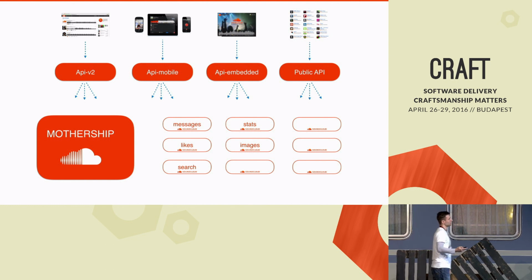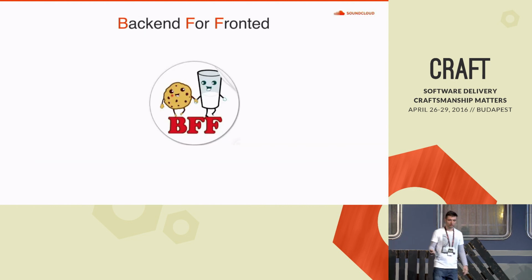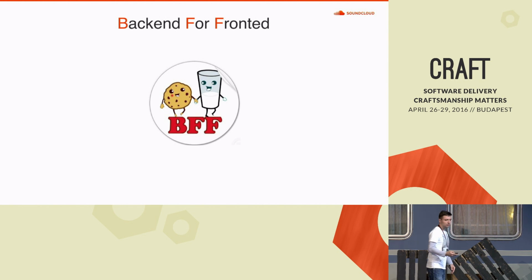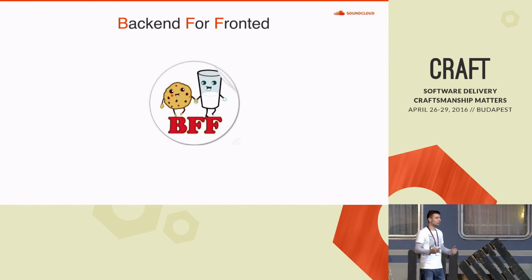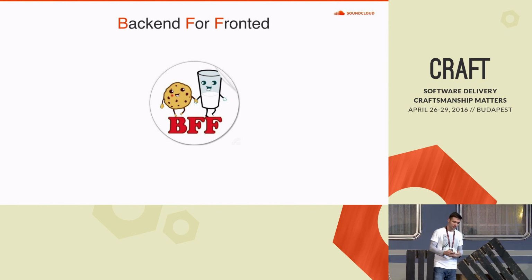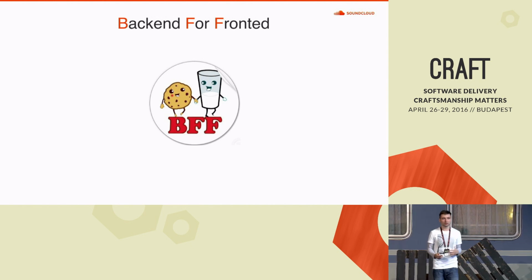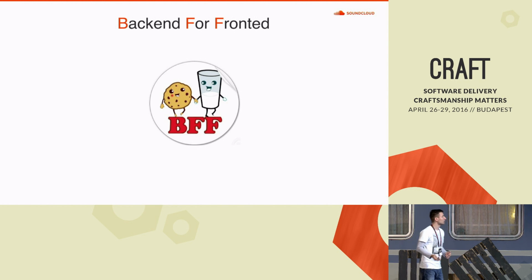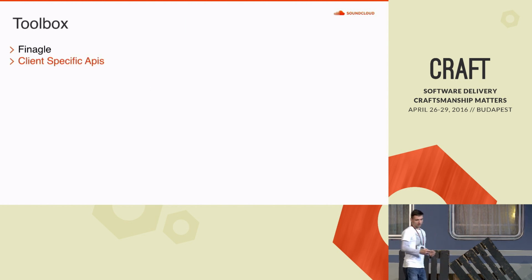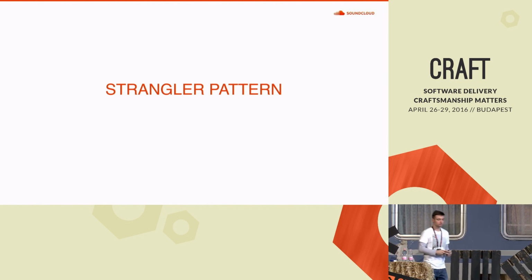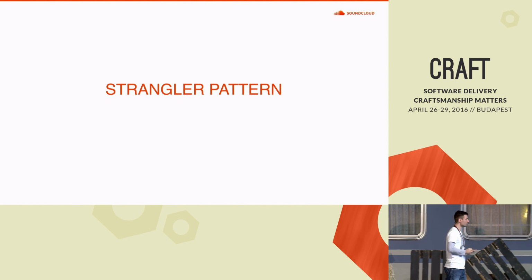Those client-specific APIs, internally we call them BFFs, standing for backend for frontends. And we have been actually public about how we migrated to BFF applications and why we did it. So nowadays, if you search for BFF pattern, there are plenty of resources available. Next thing is, let's see. I will talk about Strangler pattern.